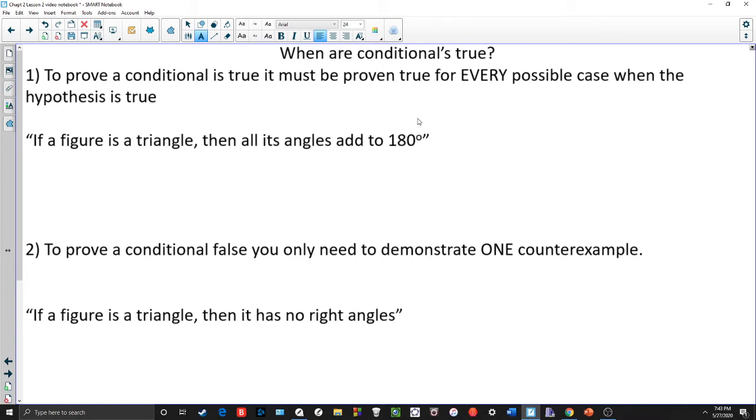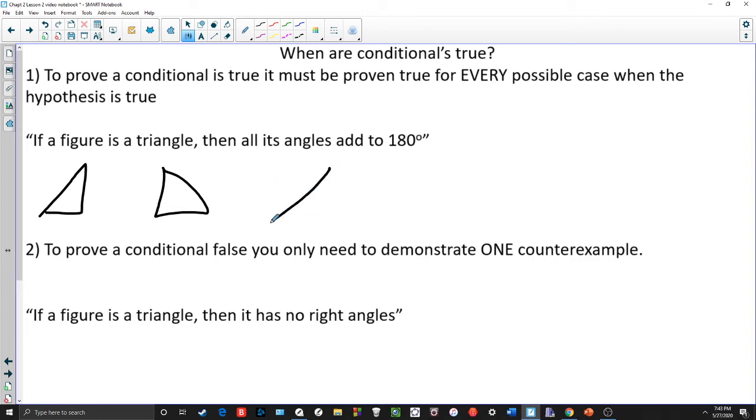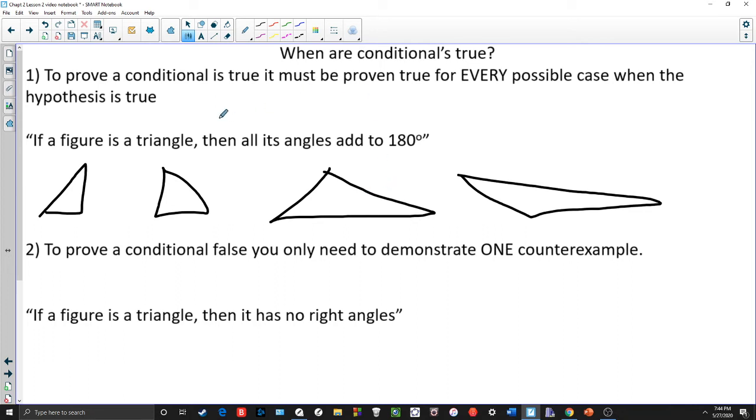So when are conditionals true? To prove a conditional true, it has to be true for every single case that it's stating. So if a figure is a triangle, then all its angles add to 180. This is a conditional, and it does happen to be true. For every single possible triangle I can think of drawing or imagining. Now again, this assumes Euclidean space, as we said in the very first chapter of this entire course. No matter what type of triangle I draw, the angles will always add to 180. This is true for every single case, and it can be proven true for every single case, which is a little bit more detailed than I want to get into in this video, but we do prove it later on. But this is a true proven statement.